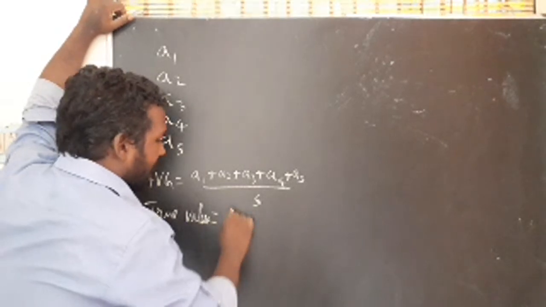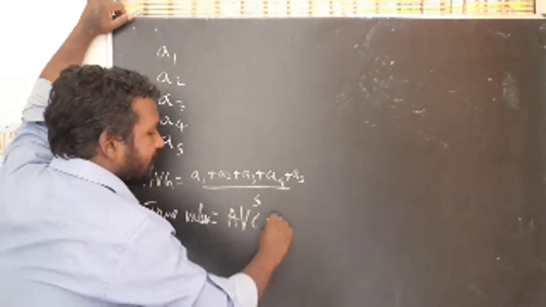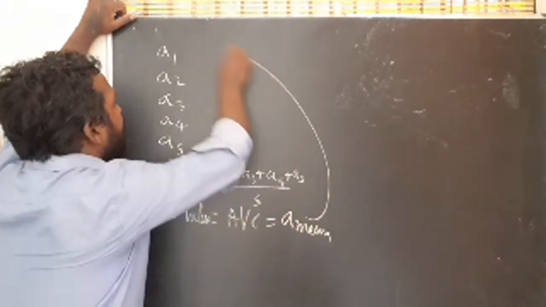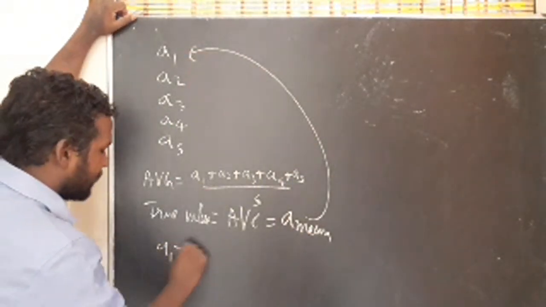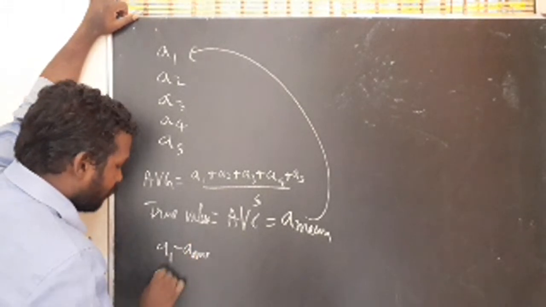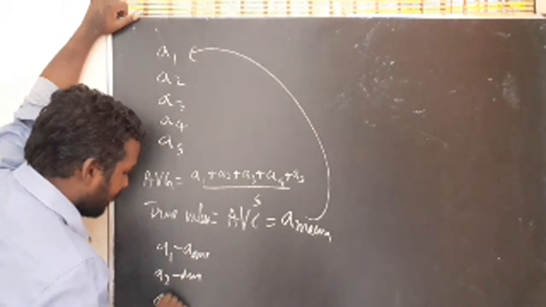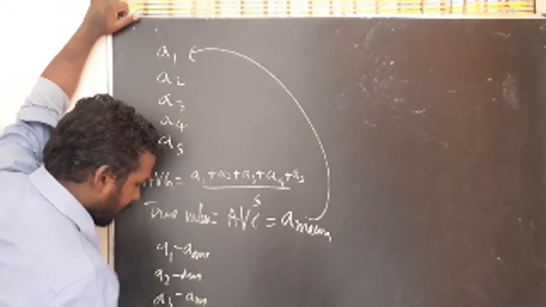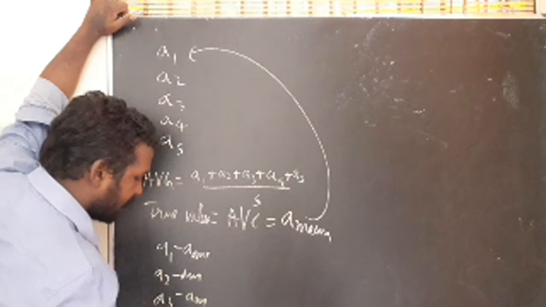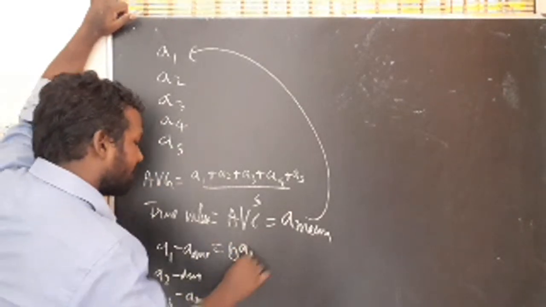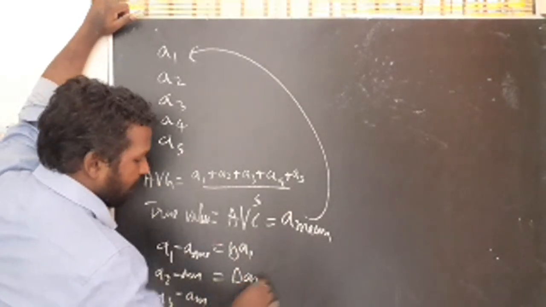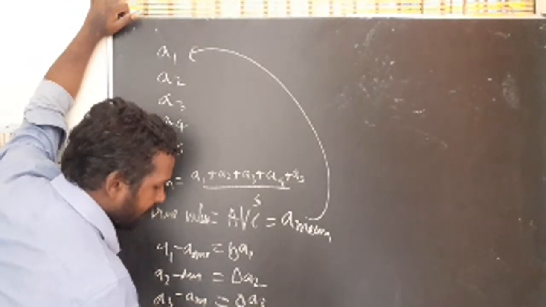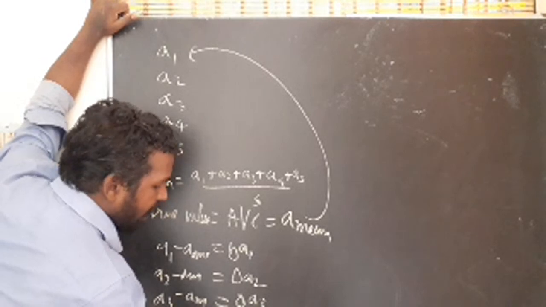So average value, we will take it as a mean. A mean is going to be the true value. True value minus each value: a1 minus a mean, a2 minus a mean, a3 minus a mean, a4 minus a mean, a5 minus a mean. True value minus individual value will give the error in the first one, the second one, the third one, the fourth one, the fifth one. So I got the separate errors.